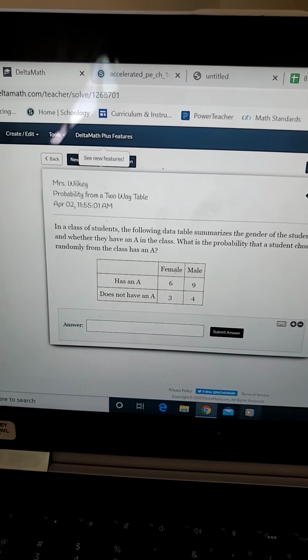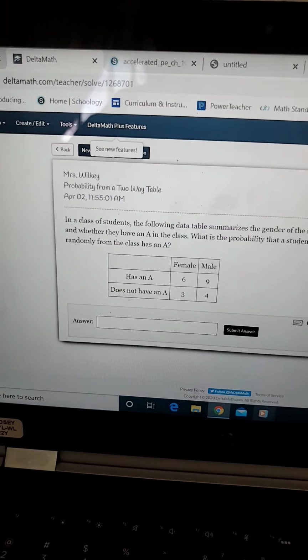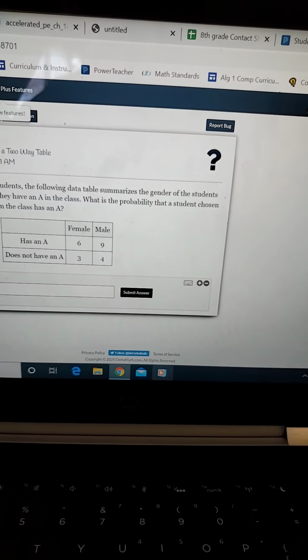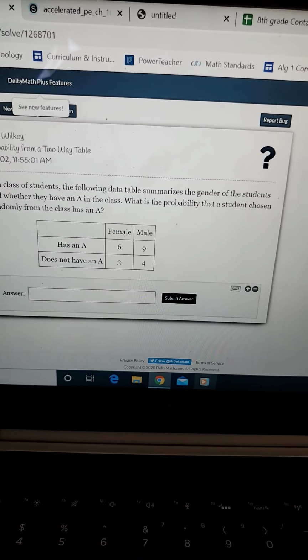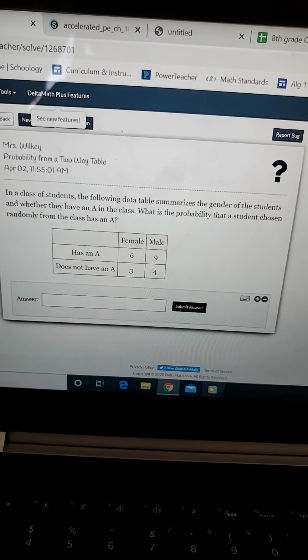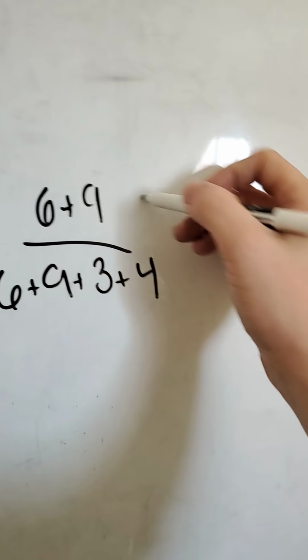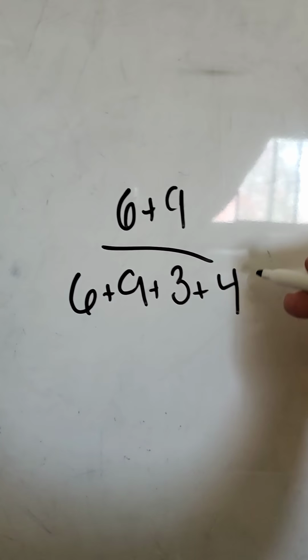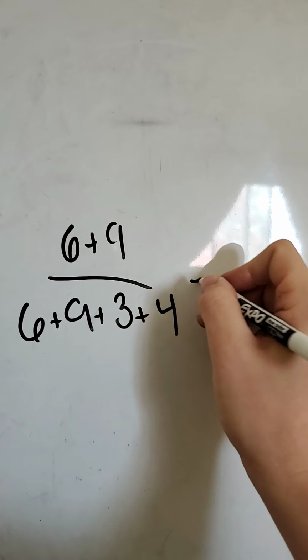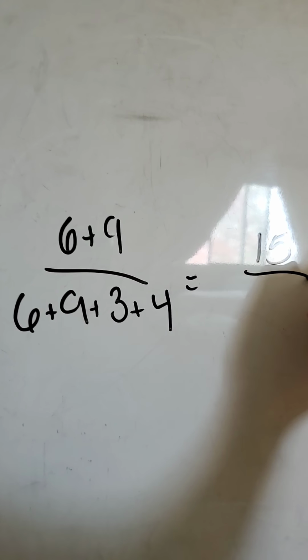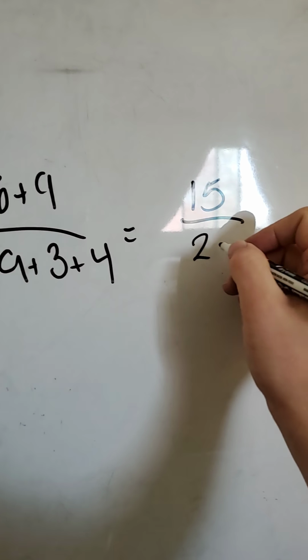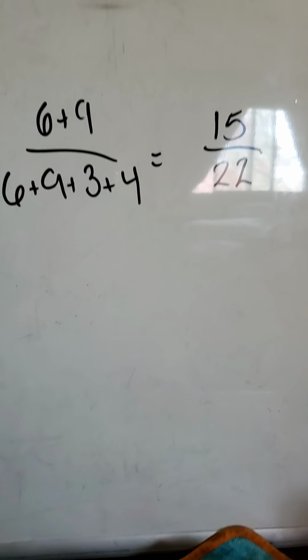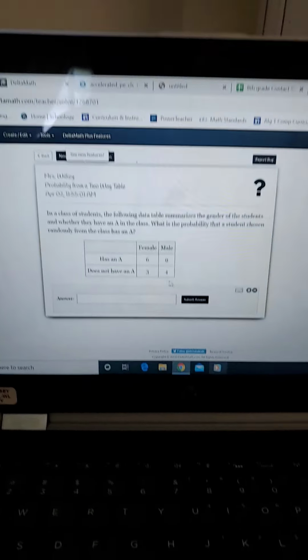So I'll say 6 plus 9 out of how many people are in the class total? So that's 6 plus 9 plus 3 plus 4. All right, so over here I have the students that do have an A, and these are the students that are in the class. So that's 15 out of, let's say 15, 18, 22. So 15 out of 22 students have an A.